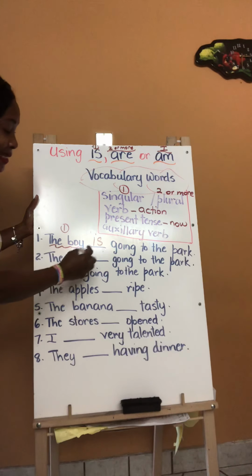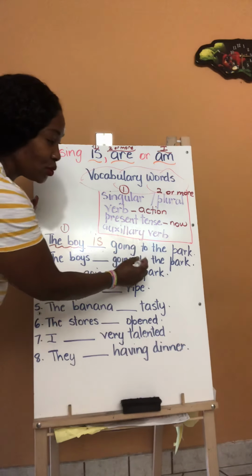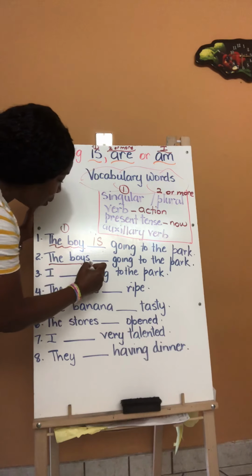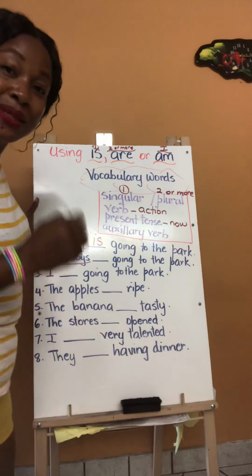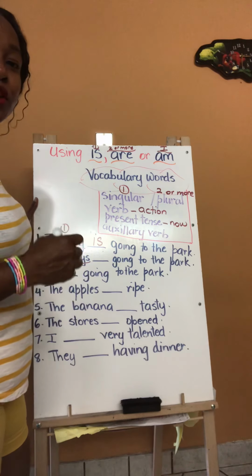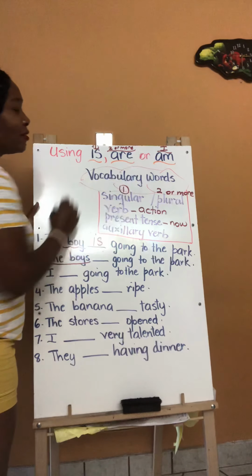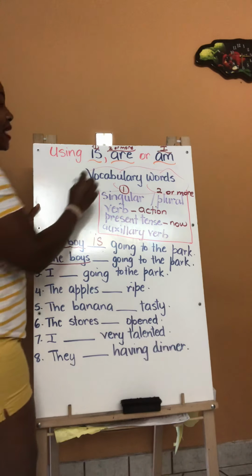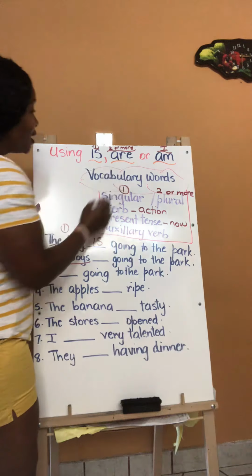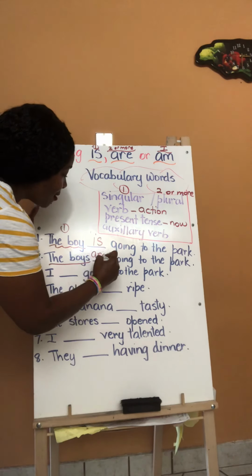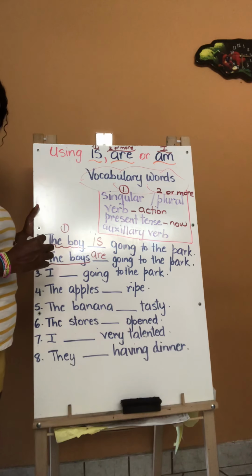Let's look at number 2. The boys blank going to the park. Now we're talking about the boys. Because it says boys, we know we're referring to more than one. Now, which of our auxiliary verbs refer to more than one? It is are. So, the boys are going to the park.